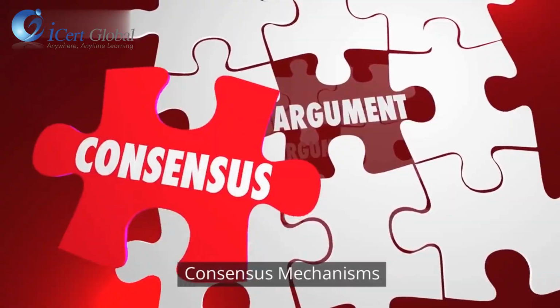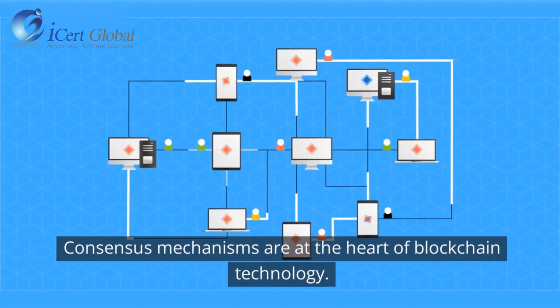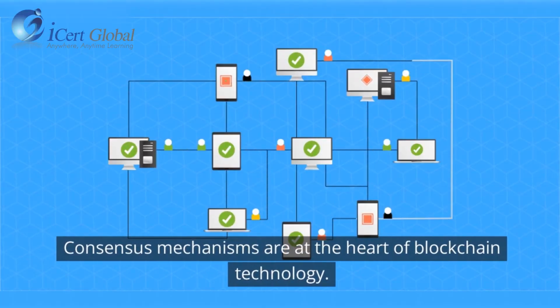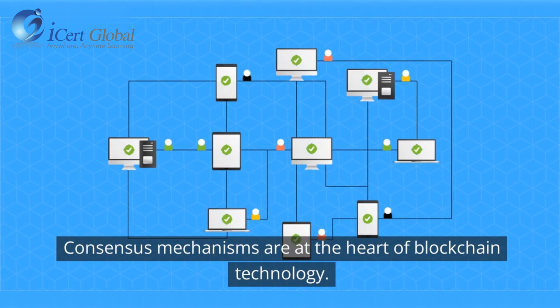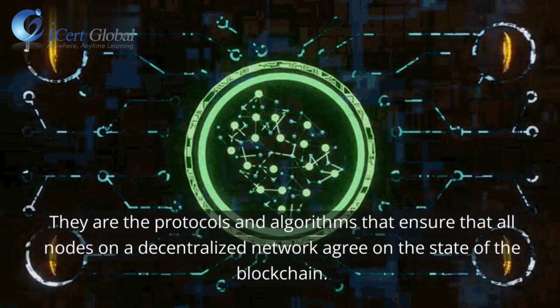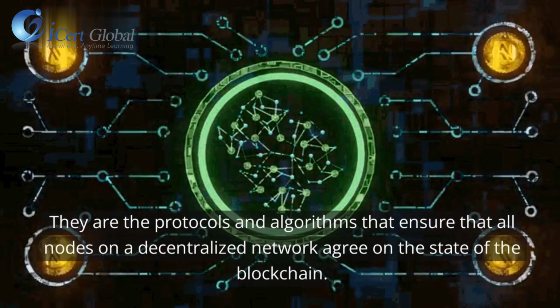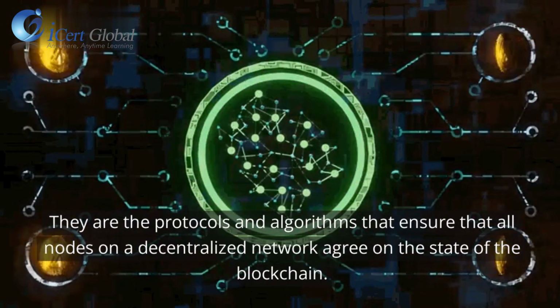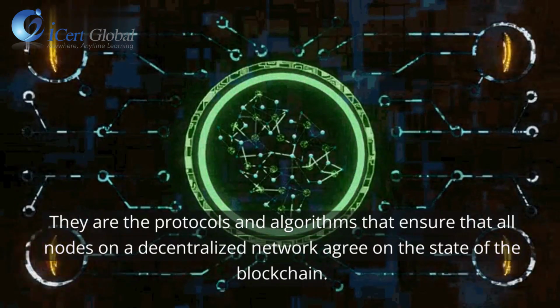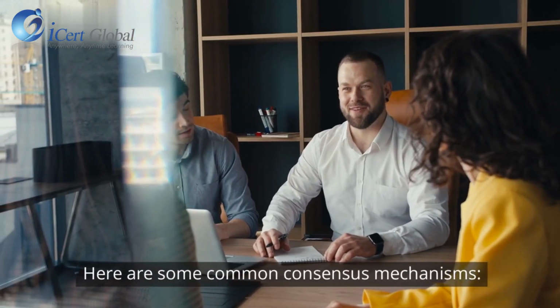Consensus mechanisms. Consensus mechanisms are at the heart of blockchain technology. They are the protocols and algorithms that ensure that all nodes on a decentralized network agree on the state of the blockchain. Here are some common consensus mechanisms.